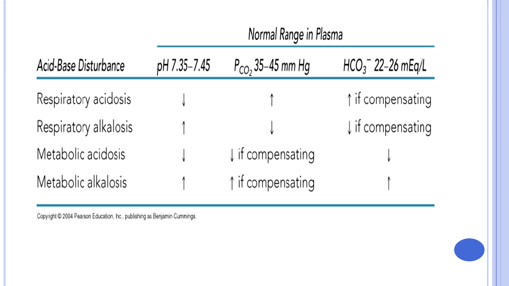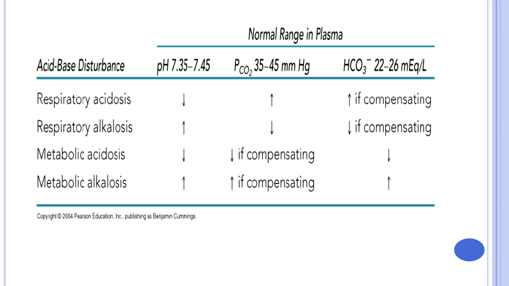If it's metabolic acidosis, the pH is below 7.35. Our carbon dioxide, if compensating, is less than 35, and our bicarbonate is less than 22. If it's metabolic alkalosis, the pH is above 7.45. If compensating, the CO2 is greater than 45 and the bicarbonate is greater than 26.